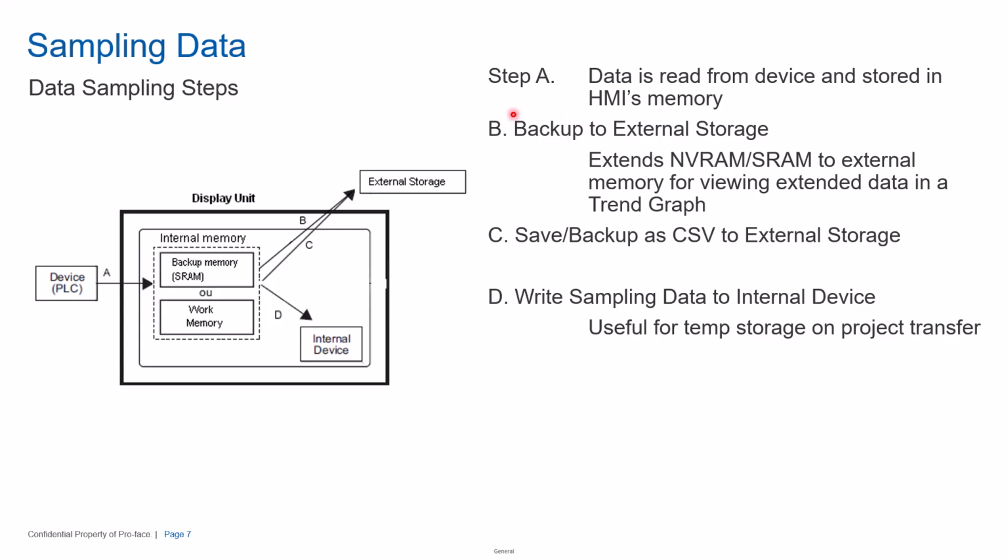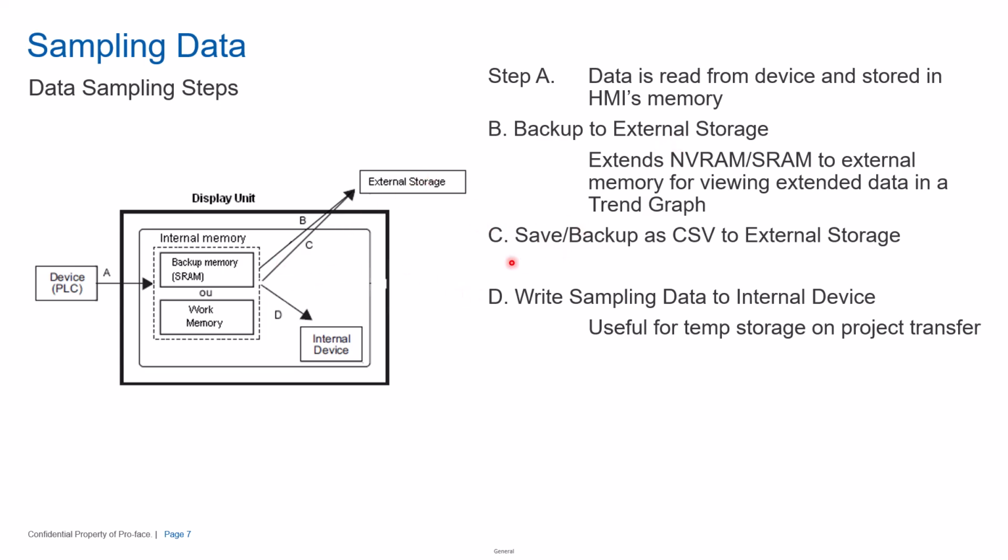Another thing we can do is a backup to external storage. We can extend the non-volatile RAM to external storage, either an SD card or a USB stick. That data is not readable on the external storage, but it allows you, in a trend graph for example, to reach farther into history than the SRAM can actually show you. You can reach into the USB or SD memory to view additional data beyond what's in the SRAM.